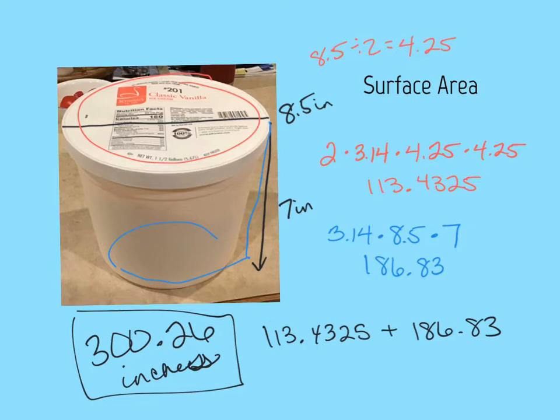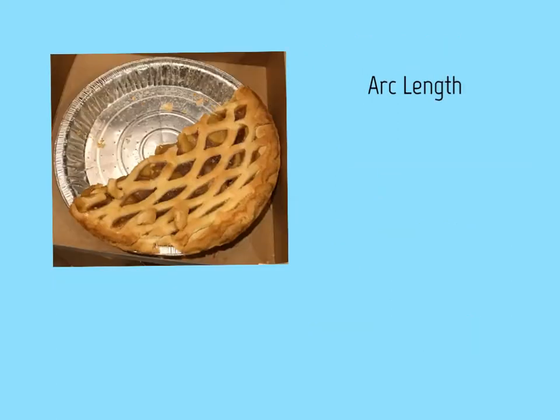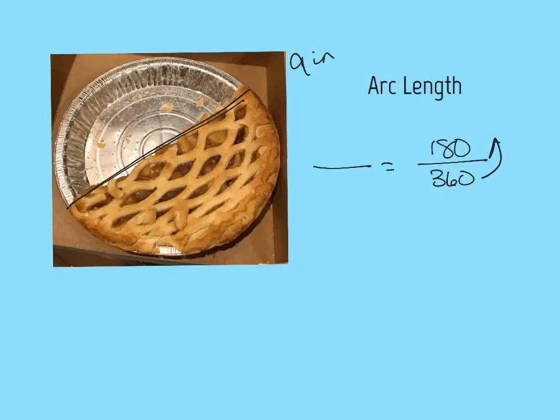So let's do another one. I will do arc length. I measured my husband's favorite dessert, which is apple pie. I took the diameter and got 9 inches. And I don't need anything else for arc length. So to do arc length, I set up my proportion, and I only have half a pie left, so that's 180 degrees. So I know that I'm going to divide by 2.